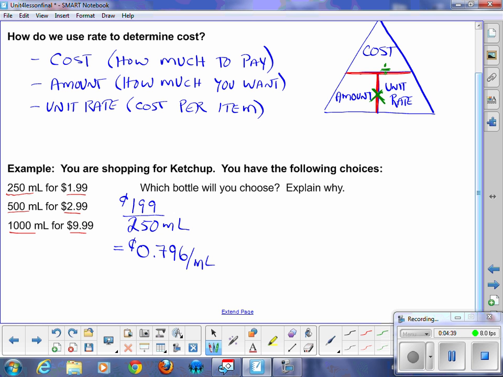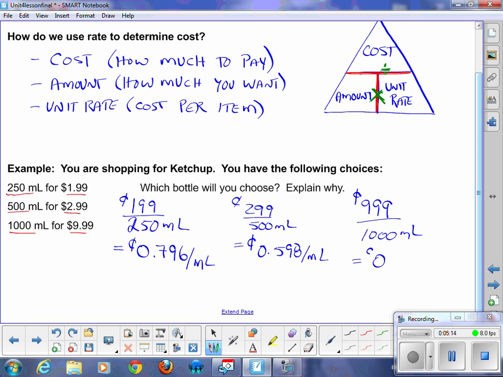If I would buy the middle reasonable one, that is $2.99, so 299 cents, and that's for 500 milliliters. Then when we do that math, we get 0.598 cents per milliliter. And then finally, $9.99 is 999 cents for 1,000 milliliters. We do that math, 999 divided by 1,000, you get 0.999 per milliliter.